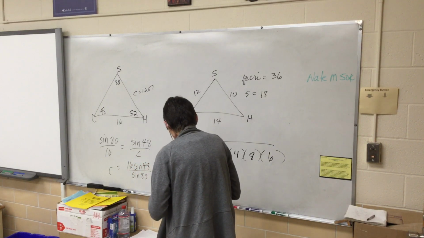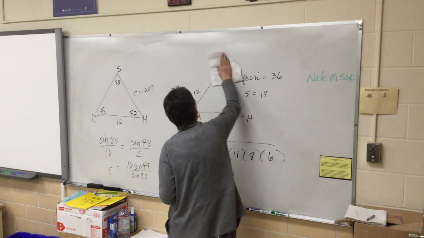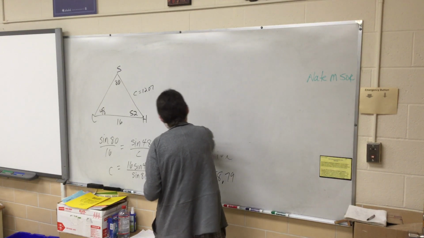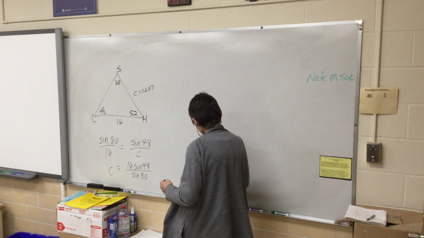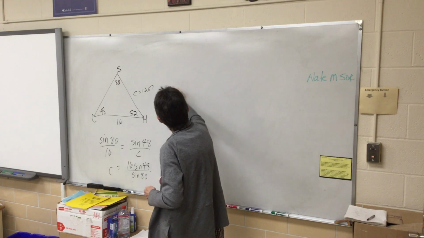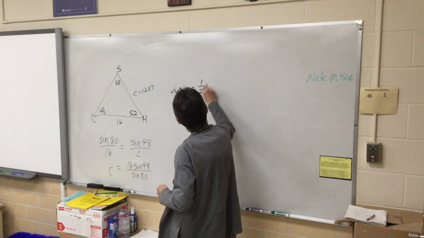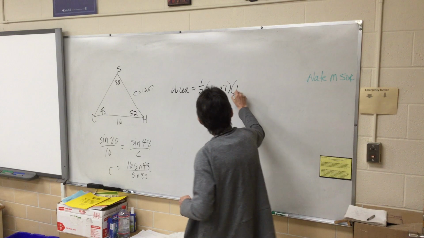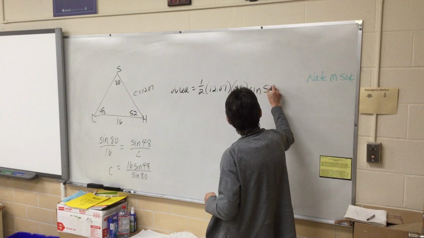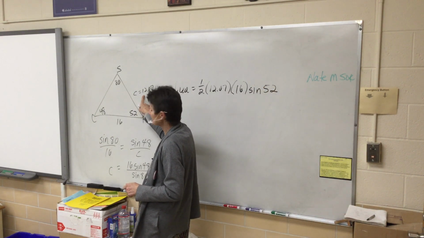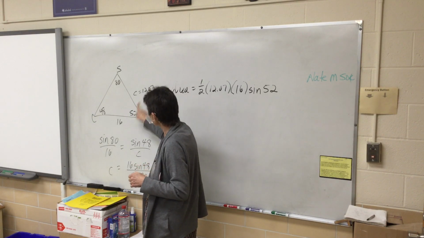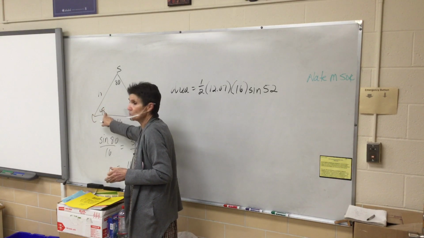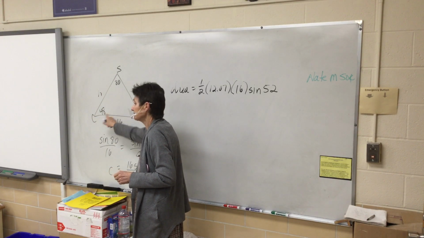Now remember, we're finding area, so now I think I have enough, don't I? Because what I need is 2 sides and the angle in between them. So my area is going to be 1/2, that thing I just found, times 16, times sine 52. Make sure that if you found side C, like we did, that you are using angle 52. If we had found H, then we would have to use angle 48, right?